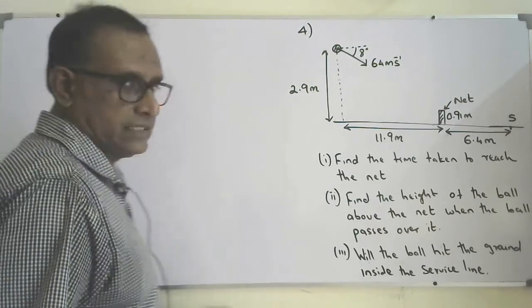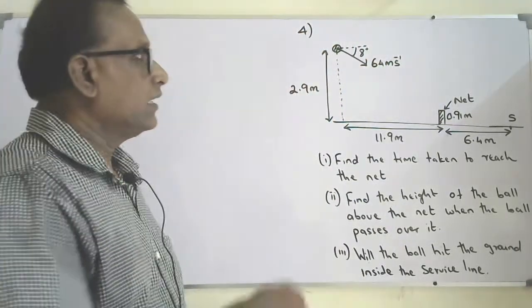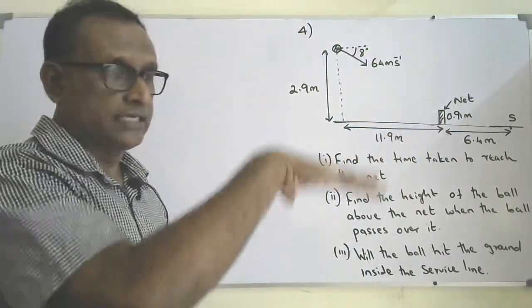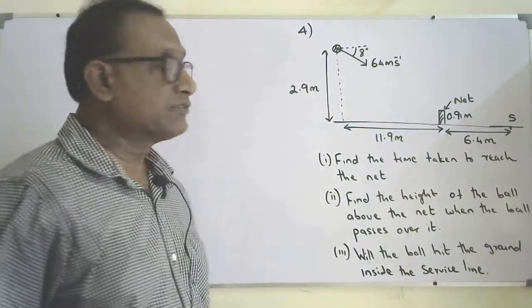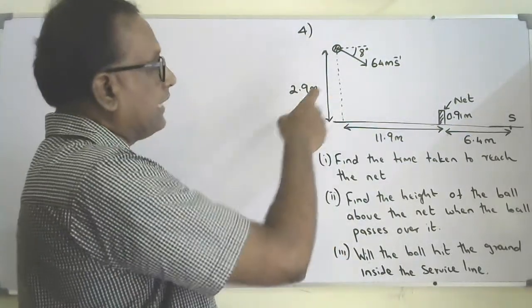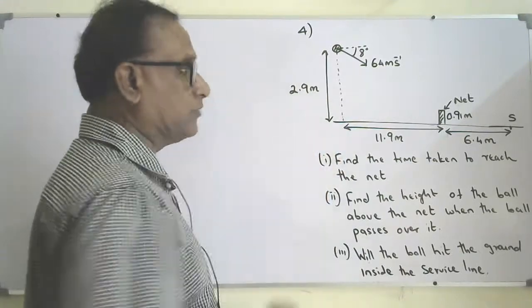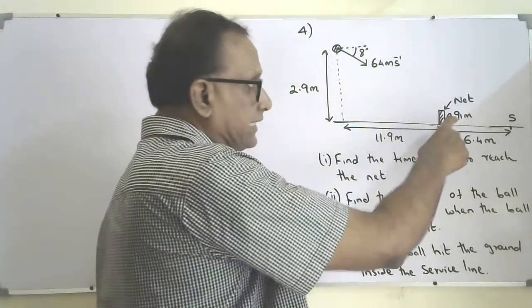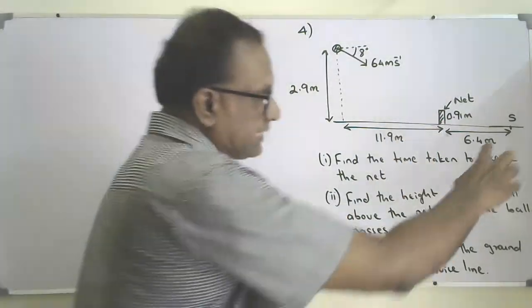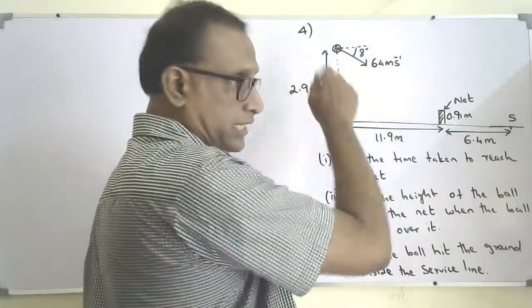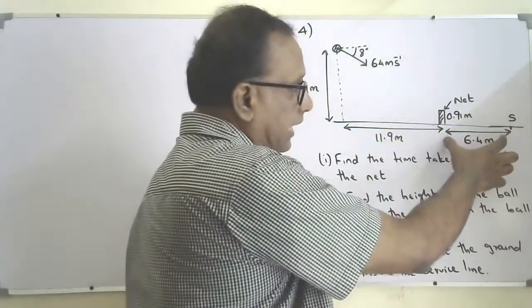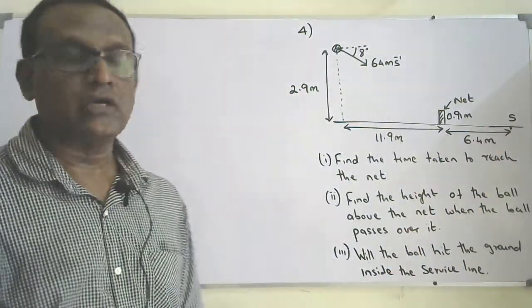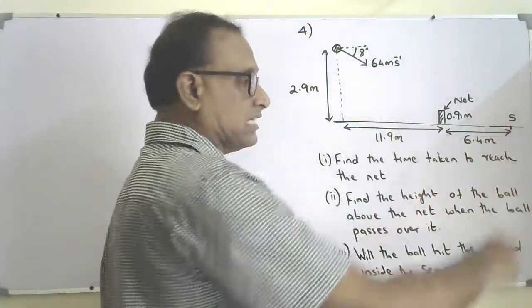Okay, the fourth question, in which a tennis player hits a ball at an angle of 8 degrees downwards from the horizontal line at a velocity of 64 meters per second, and the ball was hit at a height of 2.9 meters above the ground. The height of the tennis net is 0.91 meters, and there's a line on the other side of the player who is doing the service, called the service line, which is at a distance of 6.4 meters from the net. So the ball during service should fall within the service line.